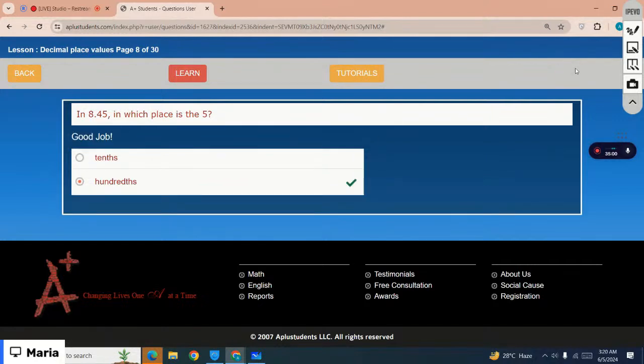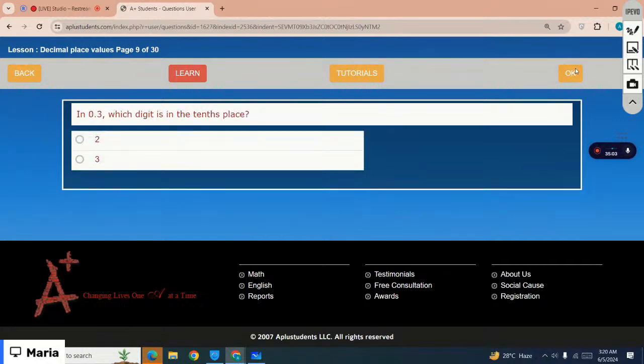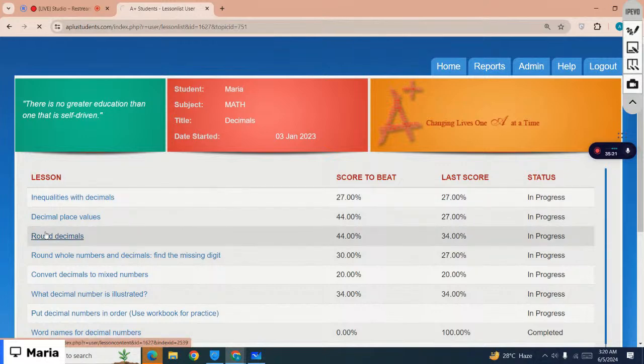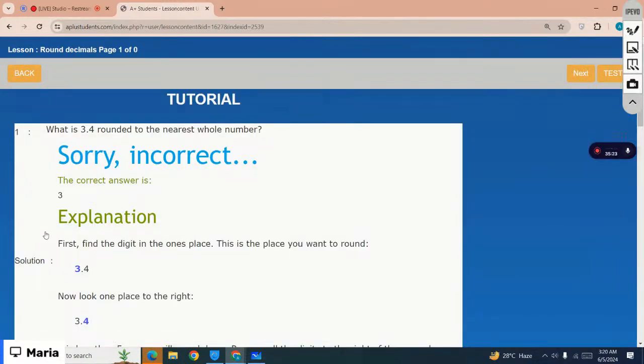Okay, you can complete the lesson by yourself later today. Let's just move on to the next lesson. The next lesson is round decimals. Now we're going to learn how to round off the decimals, right?